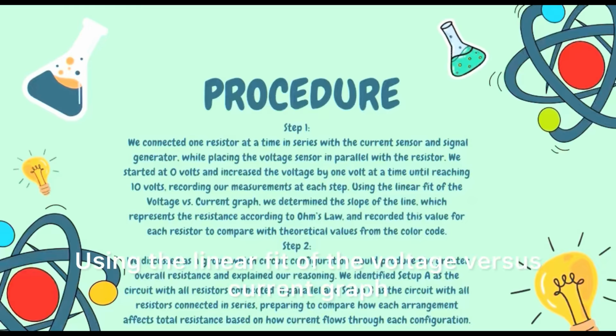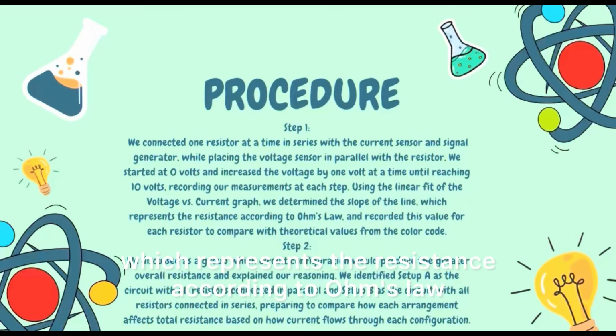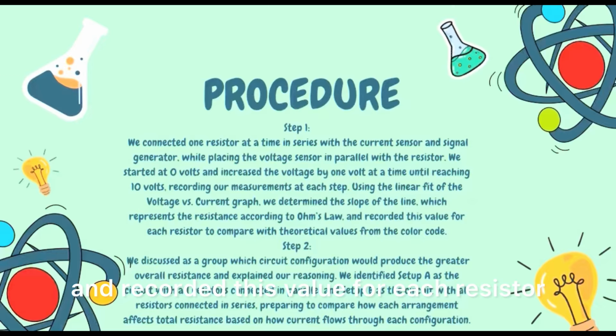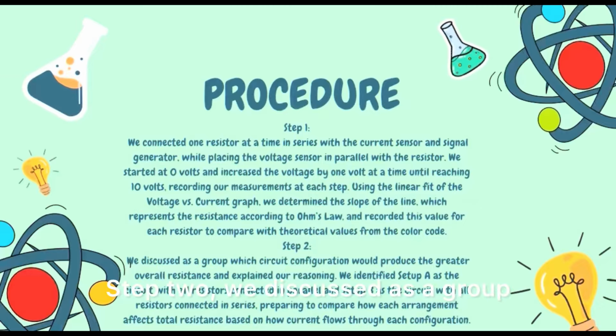Using the linear fit of the voltage versus current graph, we determined the slope of the line, which represents the resistance according to Ohm's law, and recorded this value for each resistor to compare with theoretical values from the color code. Step 2, we discussed as a group which circuit configuration would produce the greater overall resistance and explained our reasoning.